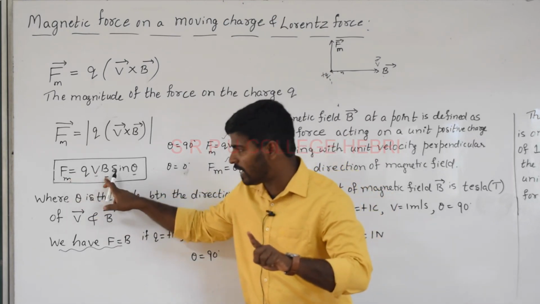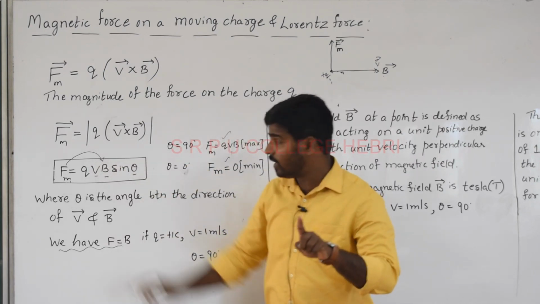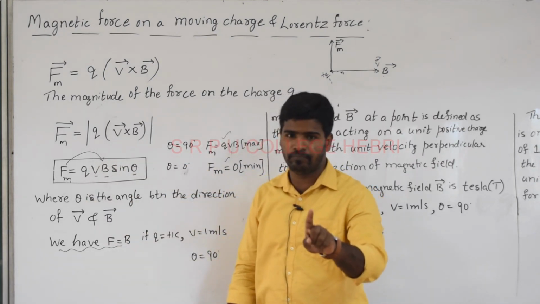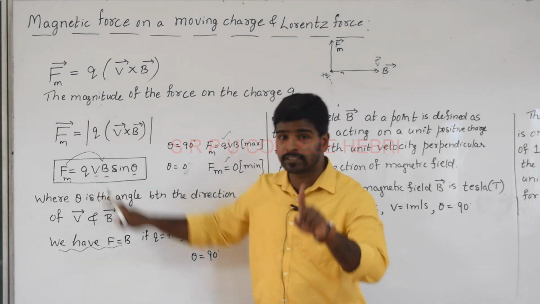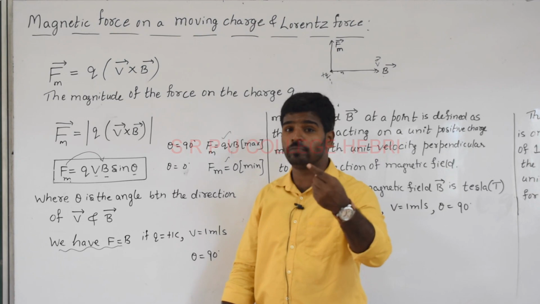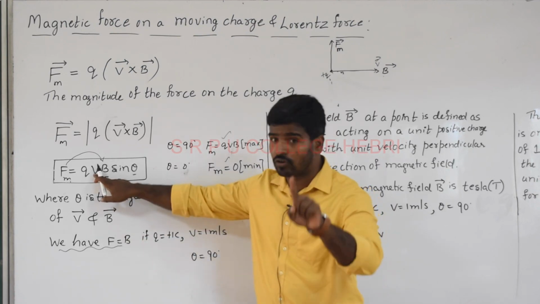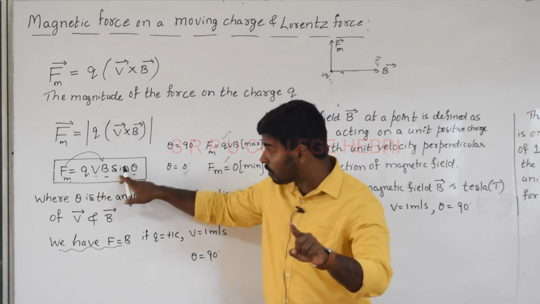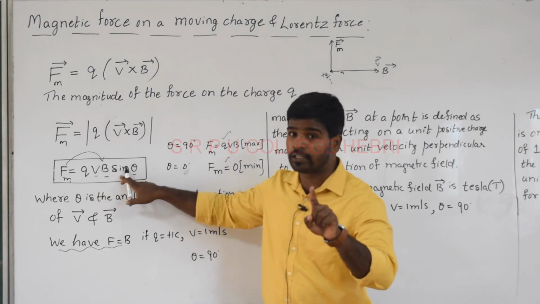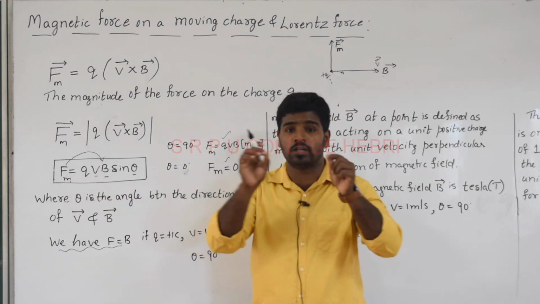For F to be equal to B, children, if Q is equal to 1 coulomb, then velocity V is equal to 1 meter per second. Those are known as unit quantities. A unit charge is moving with a unit velocity. Therefore V is equal to 1 meter per second. One more term, sin, what should it be? It should be 1. For F to be equal to B, all the terms here must be 1.